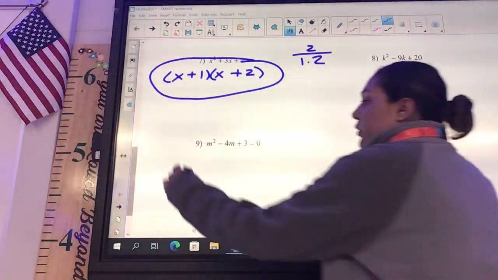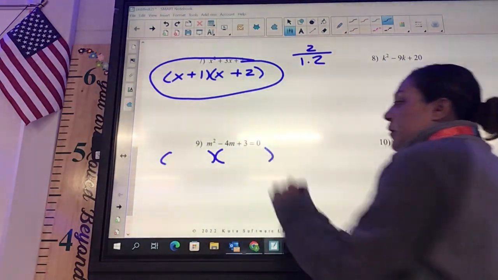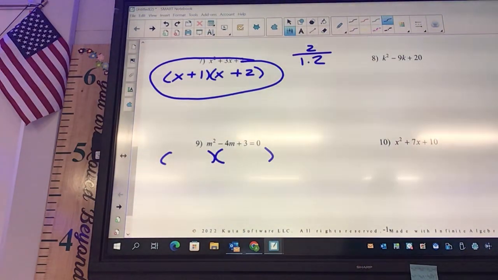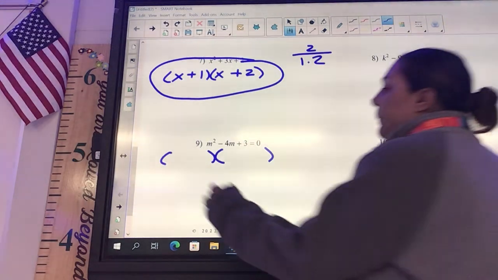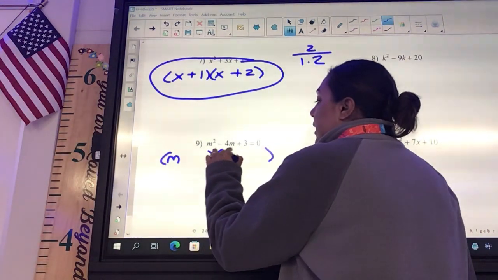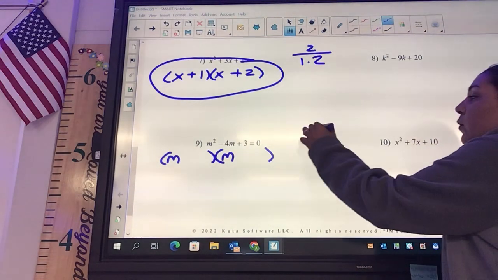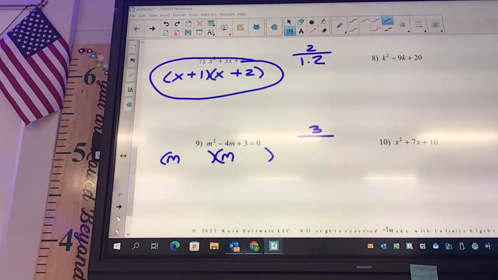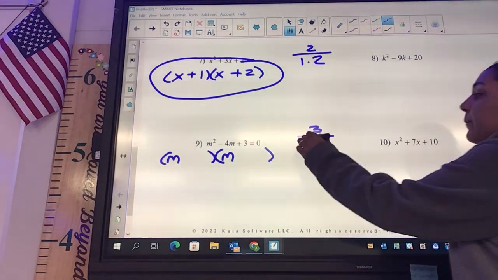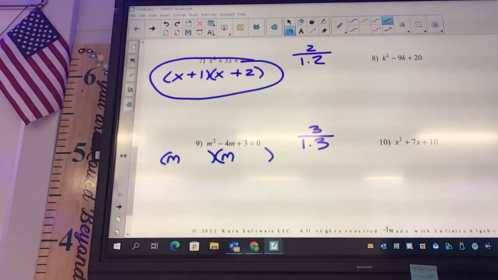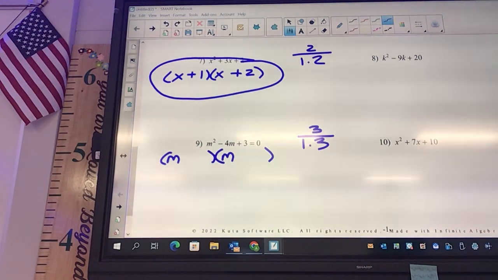Okay, 9. We're going to draw our parentheses. Then what? Not x. M. Okay? I know what you meant, but. So we're going to say M and M. We're going to find the list of what? What number? 3. What are some factors of 3? 1 and 3. Are those the only ones? Yeah. Okay, so we can write those in.